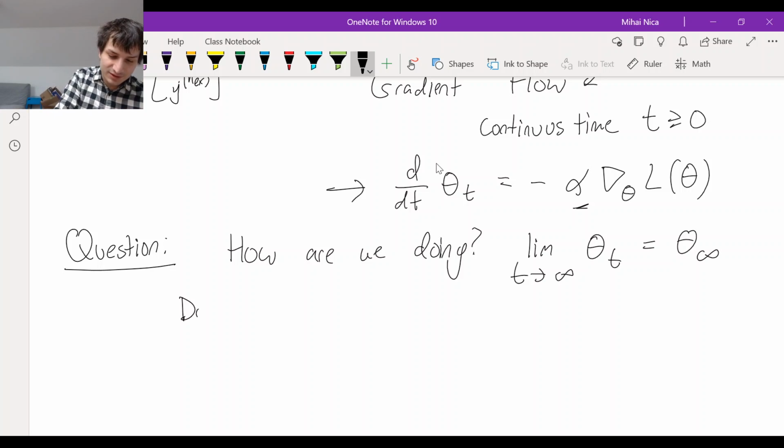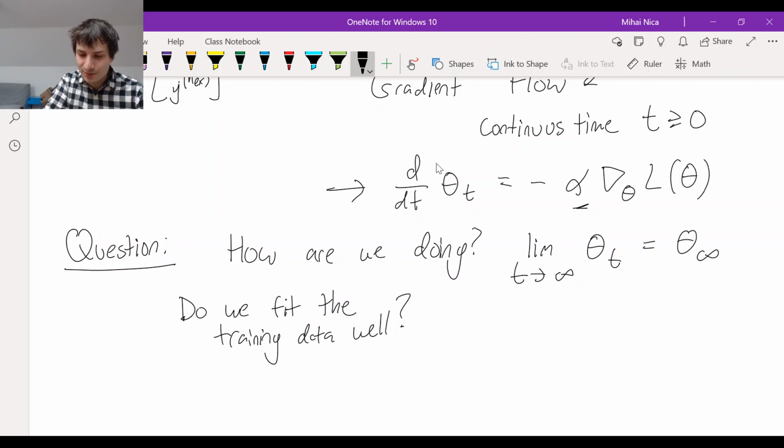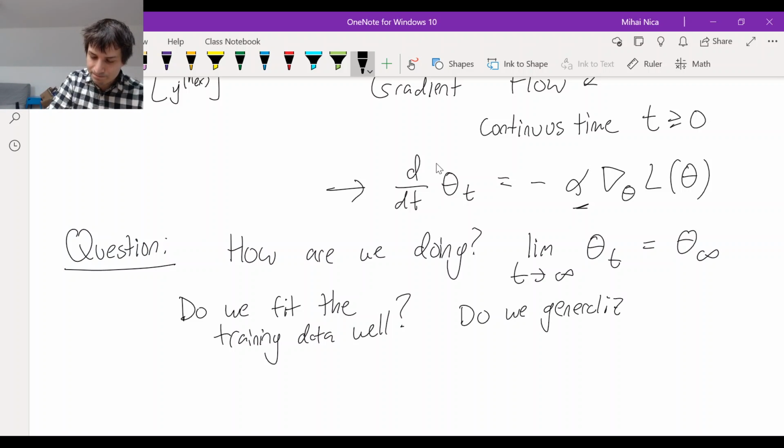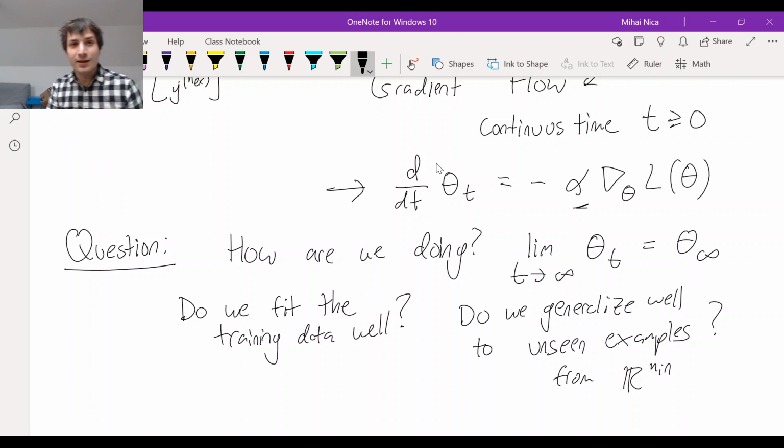Do we fit the training data well? Another question is, how do we do? Do we generalize well to unseen examples? So those are the questions we want to ask. And we want to know, in this limit, about theta infinity.